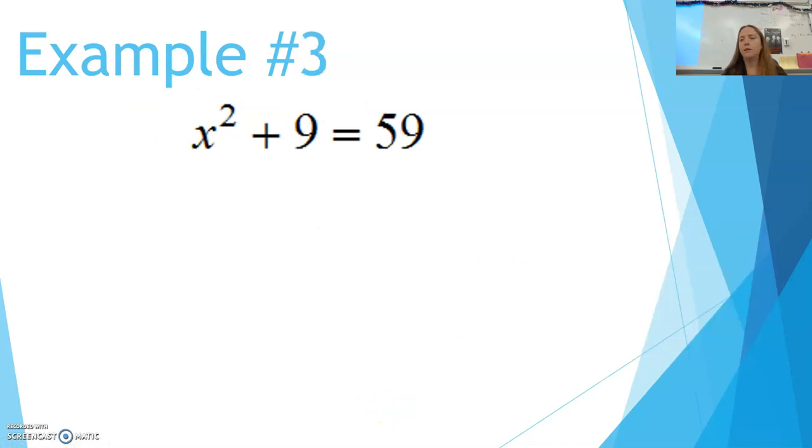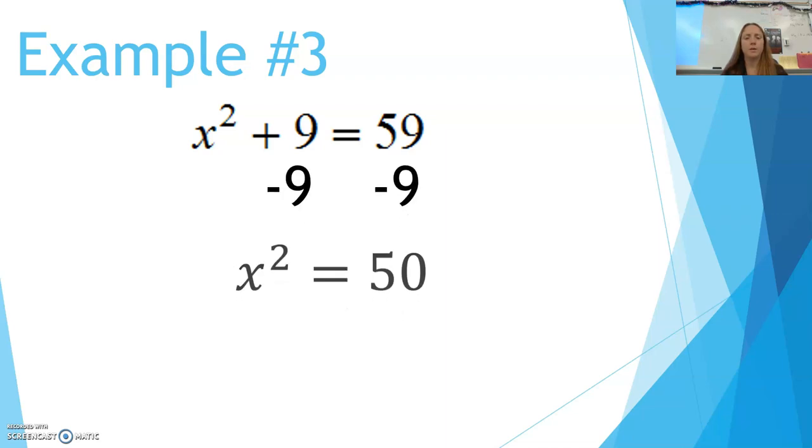All right, let's keep on doing some more examples because sometimes they're not going to be perfect squares. So here's the next case with x squared plus 9 equals 59. We're going to isolate the x by subtracting 9 from both sides. That gives us x squared is equal to 50, and then we're going to take the square root of that.